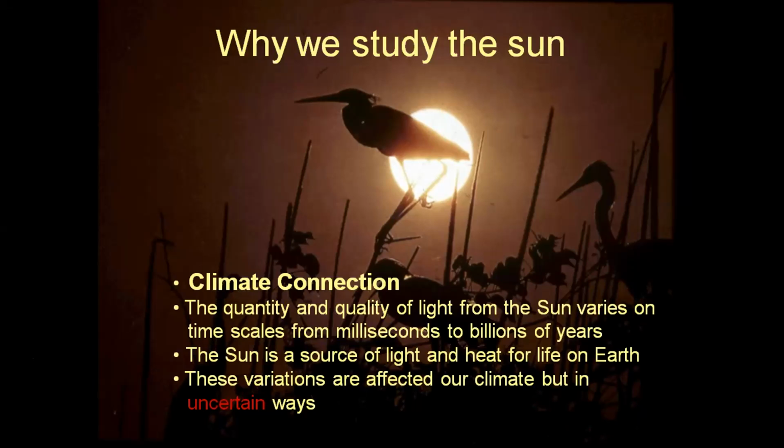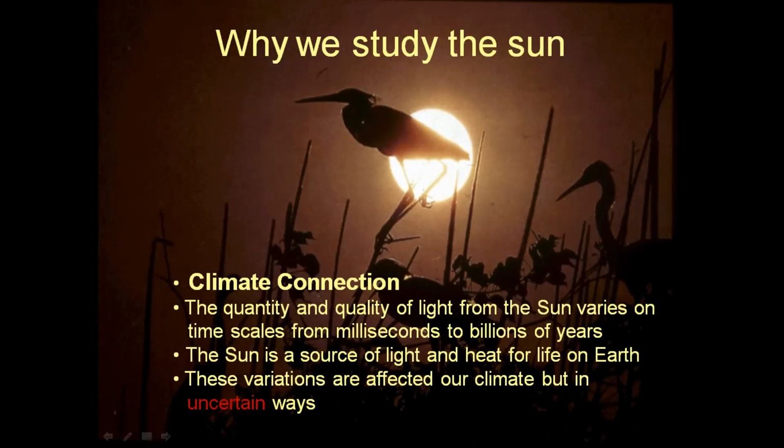So therefore, the variation of the light, or maybe let's say the radiation, is actually changing from time scales of milliseconds to billions of years. So there are large scale variations as well as short time variations. Therefore, it is important to learn about these variations. The sun is a source of light and heat for life on the earth. Of course, it is a well known thing. I mean, we are living here because of the sun.